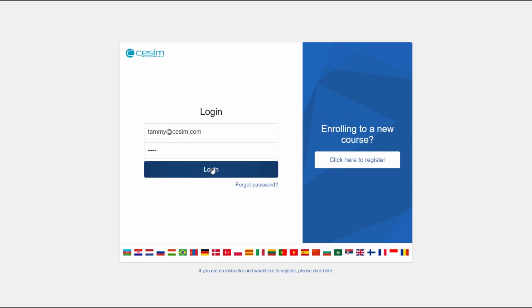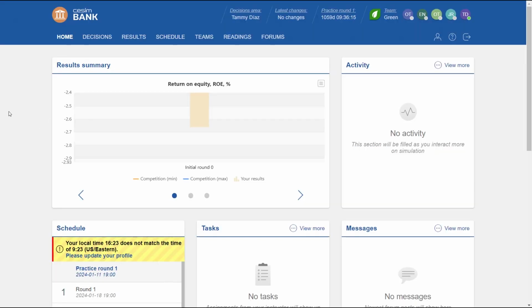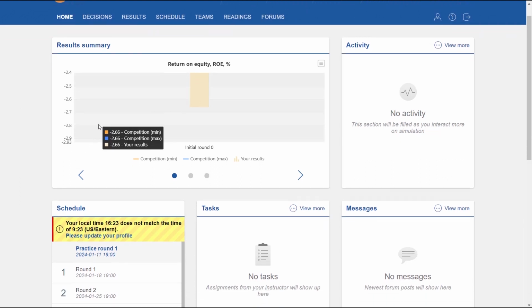Click login, and then I will arrive to the home page. Here on the home page we have some summary information about the results.